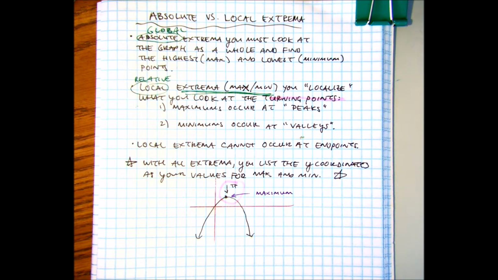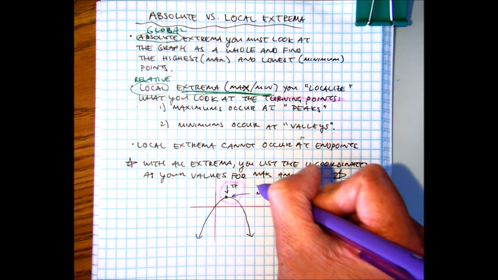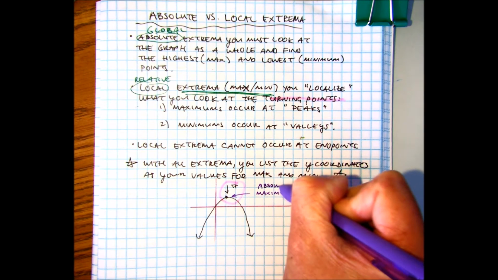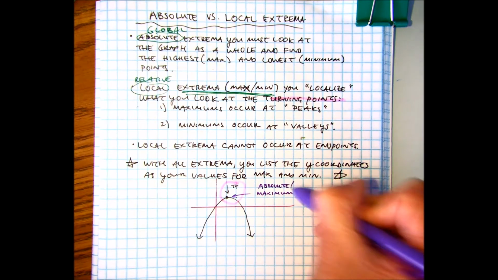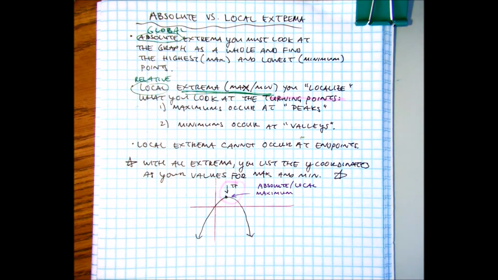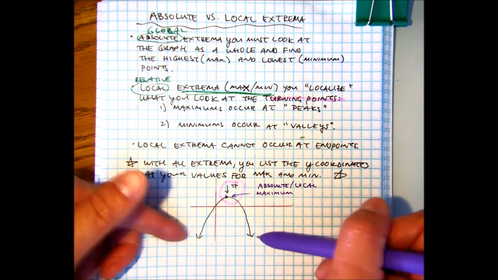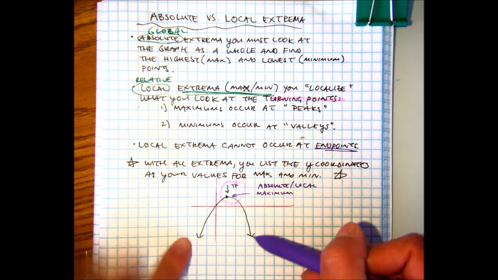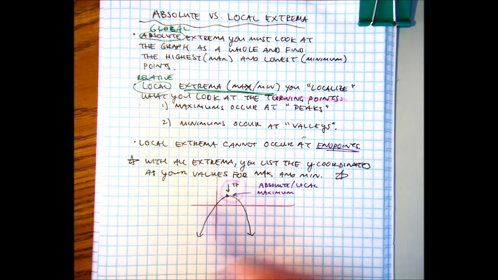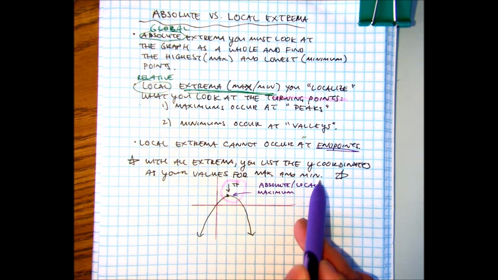And you'll notice that in our graph, this one is actually considered both an absolute maximum, and you can also consider it a local maximum. I'll explain that in a second. Local extrema cannot occur at the endpoints, so these are the endpoints. With all extrema, you must list the y-coordinates as your value for the max or minimum.